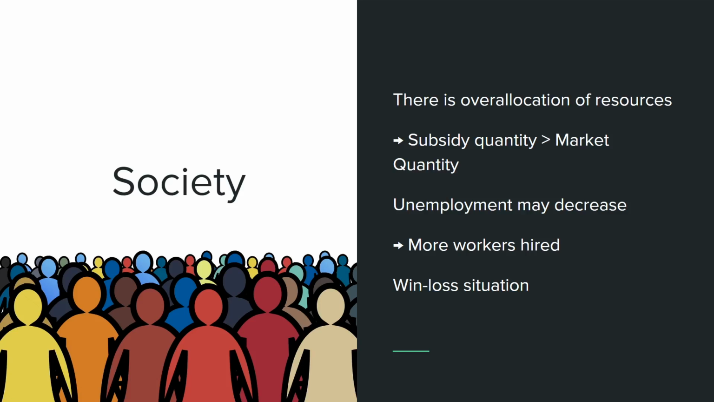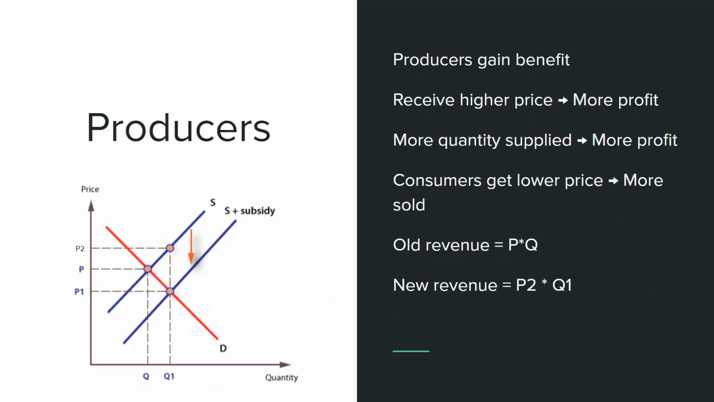Now, from an economic standpoint, there is a disadvantage for a subsidy, and this is an over allocation of resources. So if you look at the graph, I'll just go back here to the producers. Okay, so the market equilibrium, the price P and the quantity Q.